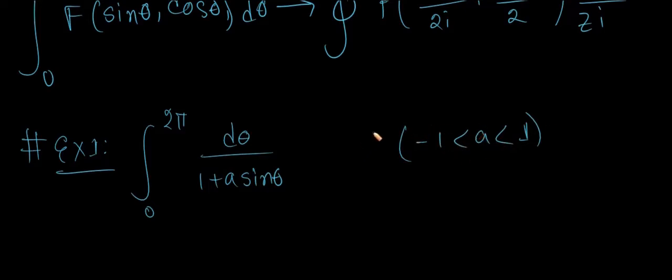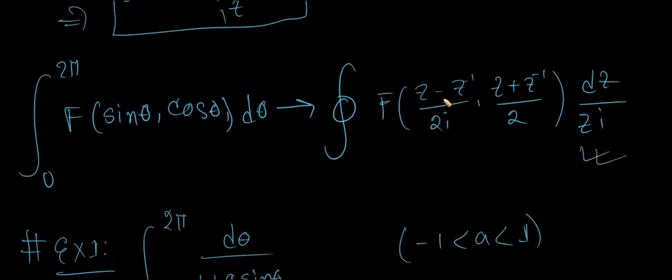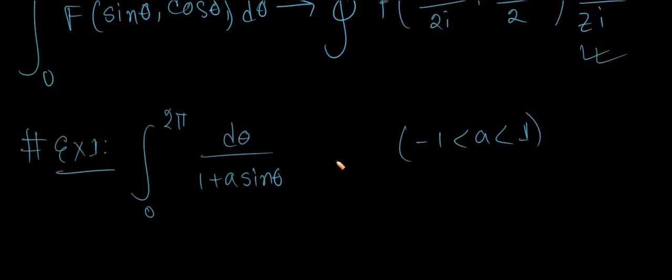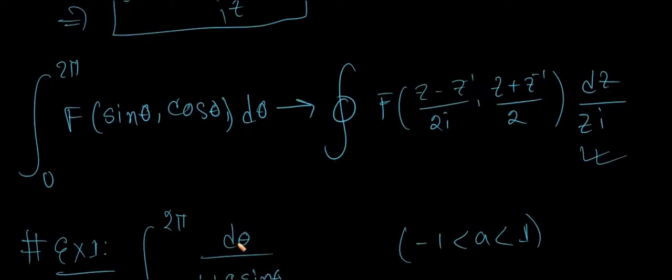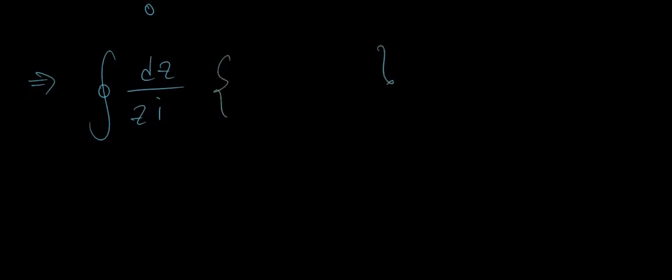So if you follow this theory that we just recently developed, then first you need to use dz by zi instead of d theta, and instead of sine theta you have to write (z minus z inverse) divided by 2i. So let's try to do that. We are now promoting our integration to the contour integration, and we are going to write dz by zi. This is coming instead of the d theta, and let's write this thing in brackets. So you have a, you had sine, so instead of sine you will have (z minus z inverse) by 2i.